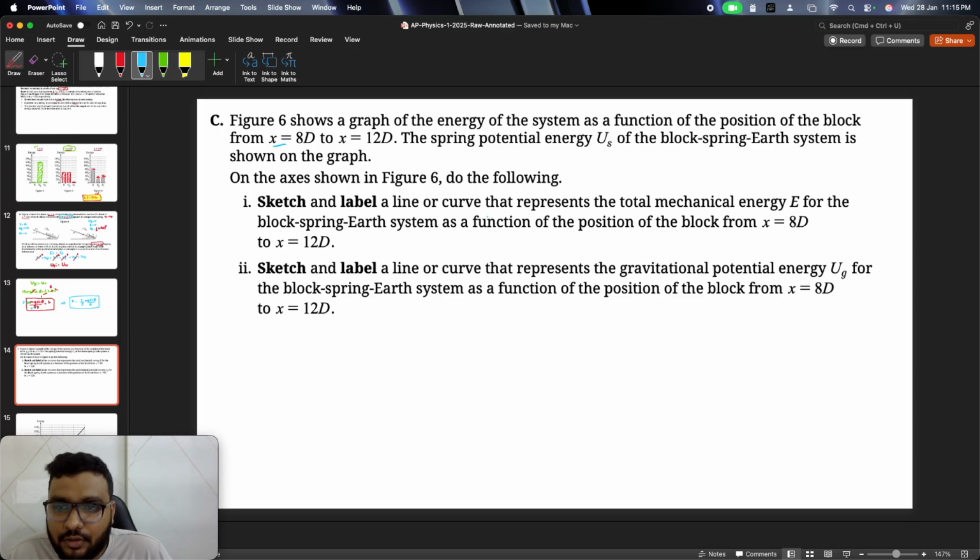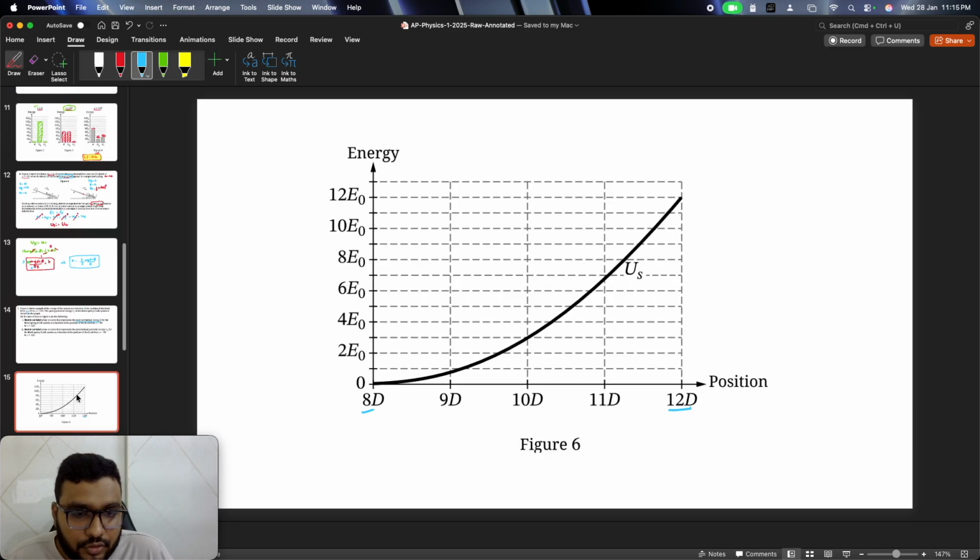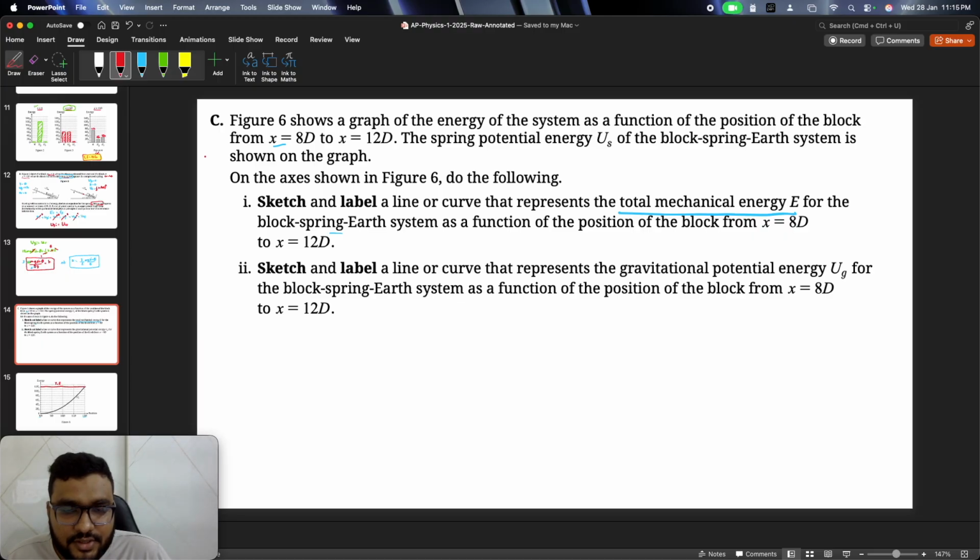Now sketch and label a line or curve that represents the total mechanical energy for the block-spring-earth system as a function of the position of the block from x equals 8d to 12d. So basically we need to draw the curve or line for total mechanical energy. We know that mechanical energy is always conserved, so I can say it is always going to be constant. So it is always going to be the value of 12 E naught. So I can say this is total energy. Okay, so this is the first part of the C.